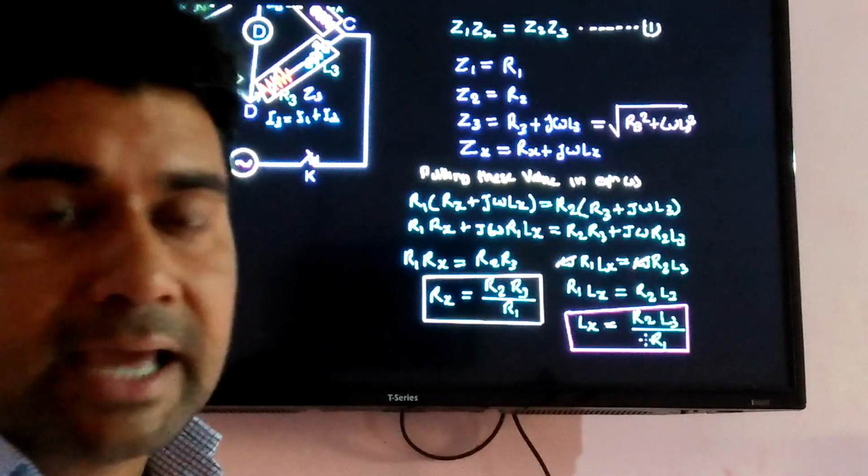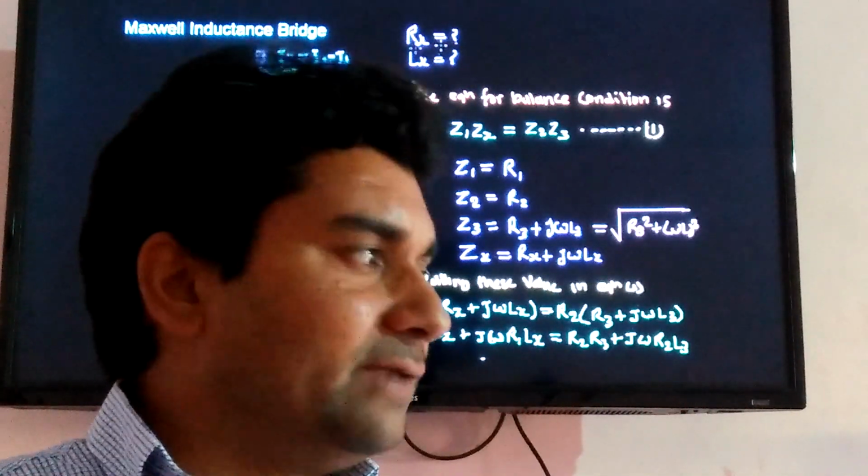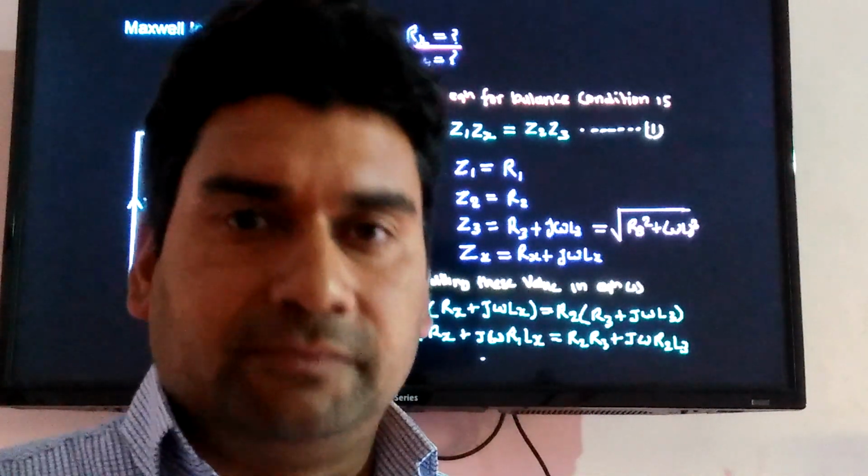So by this we can find the value of unknown inductance with the help of the Maxwell inductance bridge.